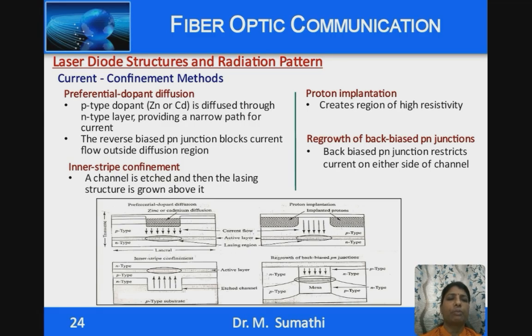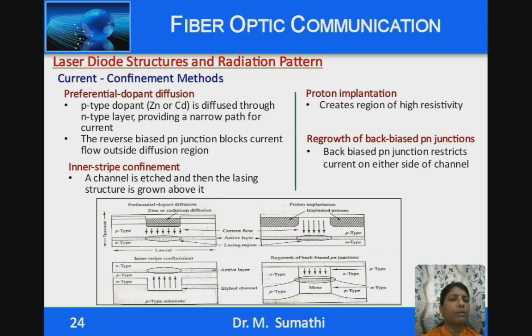So, in the preferential dopant method, zinc or cadmium is diffused into the n-type layer, and this provides a narrow path for the current, and the reverse bias on either side will prevent the flow of current outside the active region. In the inner stripe confinement method, a channel is etched and then a lasing structure is grown above it. So, this will enable confinement of current to the active layer. And in the proton implantation method, protons are implanted on either side and create regions of high resistivity. Therefore, the current flow is again confined to the active layer.